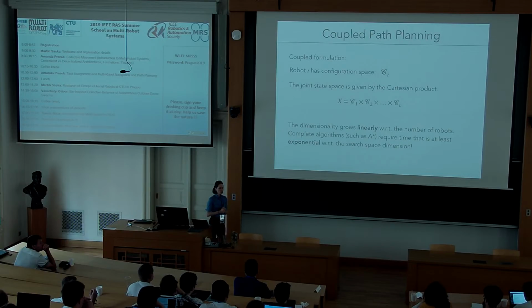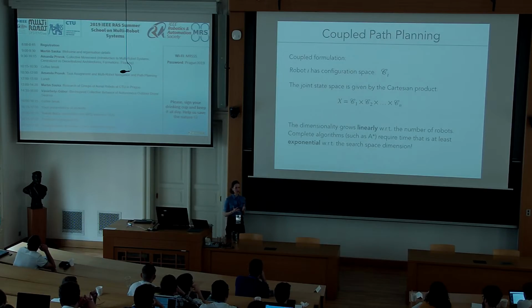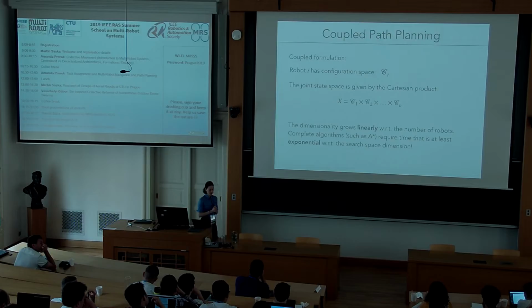Now, what kind of algorithms solve the path planning problem for us? What we need to do is find a classical search algorithm that will solve this for us with completeness guarantees. One example is A star. Now, we're trying to find out what the complexity is of trying to solve the coupled path planning problem. So what is the complexity of running an algorithm such as A star?